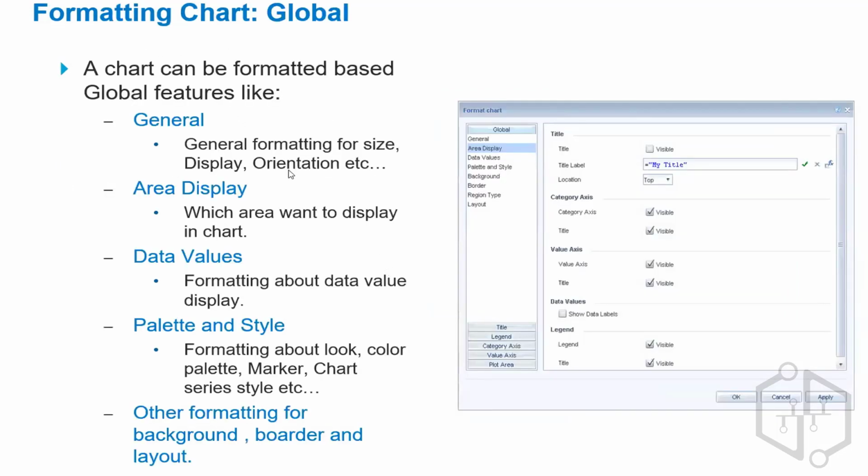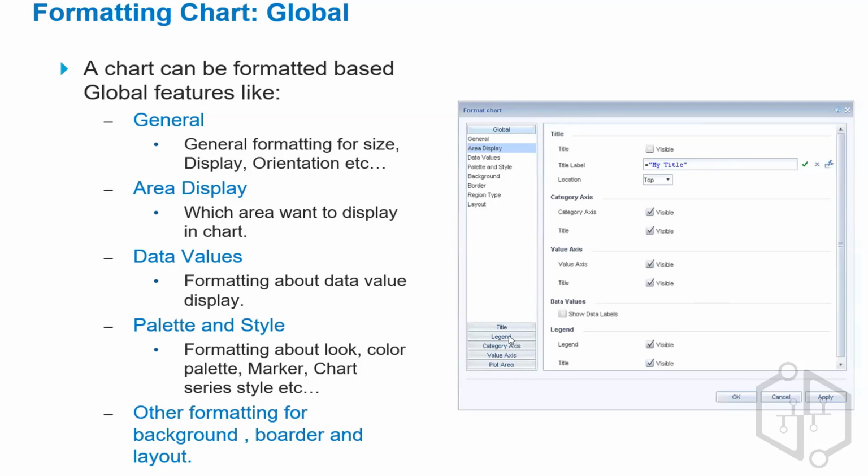These are the options that are there in the formatting charts pane. If you right click on a chart and click on format chart, we can see all these options like title. We can change the title if we click on here, and we can apply the formatting. Legend, how it should display, where it should display. Category axis, value axis, plot area. These are the general properties, and area display properties, which area you want to display in chart, data values.